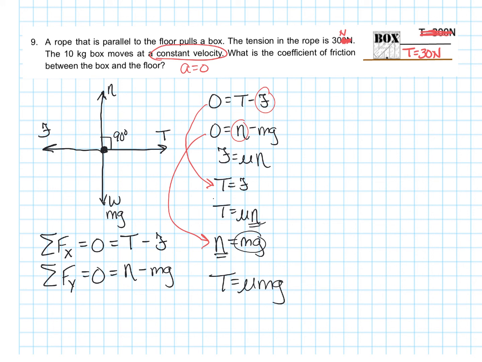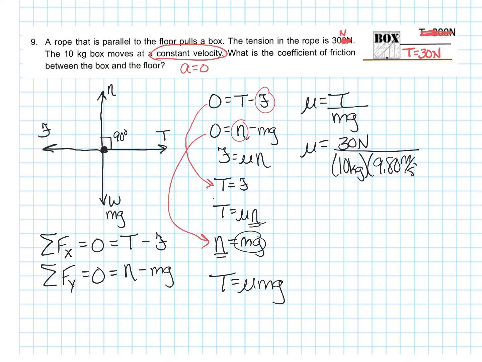That's great. In terms of the things I circled in the beginning, I've got these variables. I've got m, I know what T is, and I know what g is. I'm looking for mu. So mu is equal to T divided by mg. So mu is equal to the tension, which is 30 newtons, divided by the mass, which is 10 kilograms, times g, 9.80 meters per second squared.